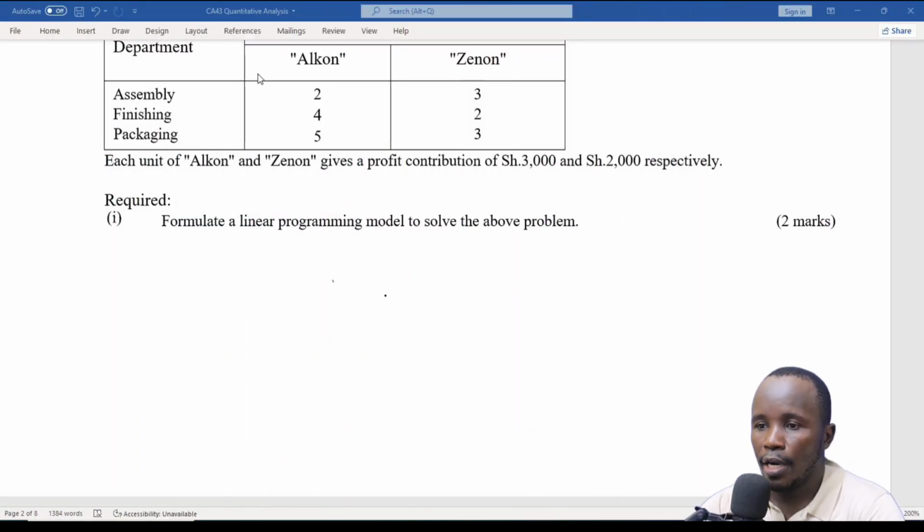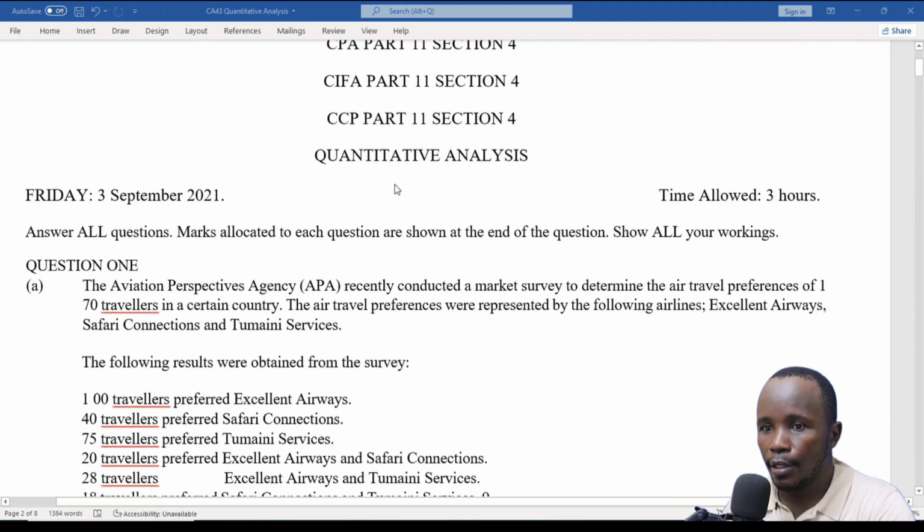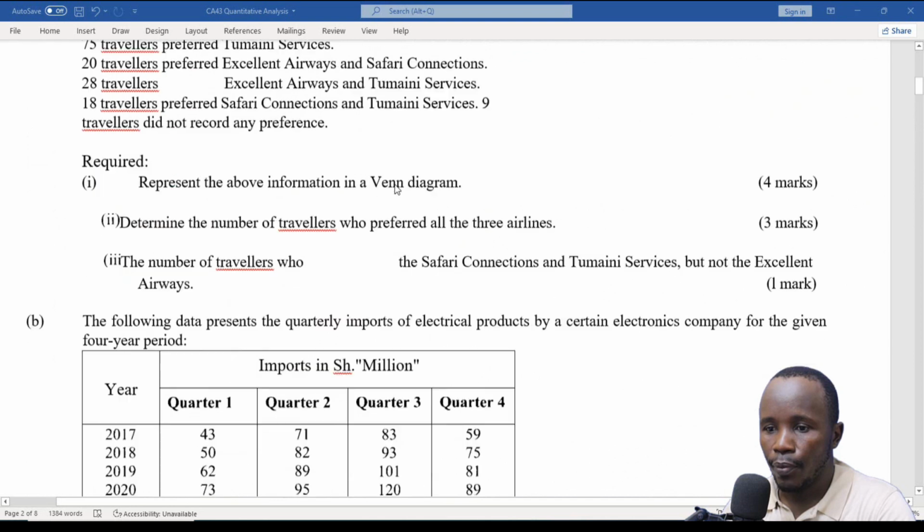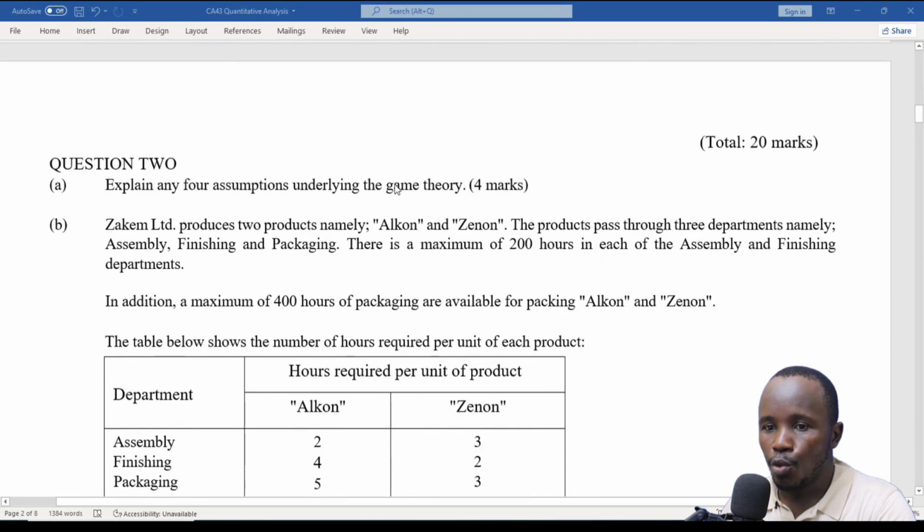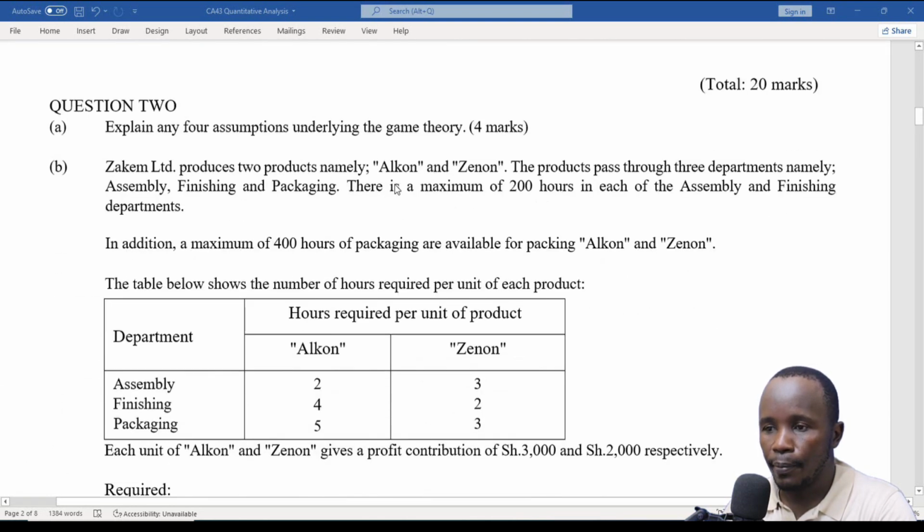Okay, welcome back to another lesson. In this lesson, we are going to look at a question in linear programming that was tested in September 2021. And this was question number 2B.